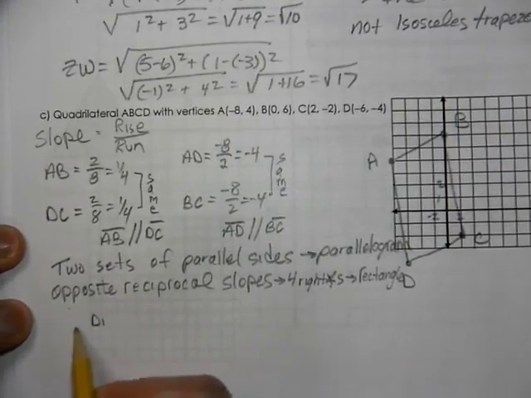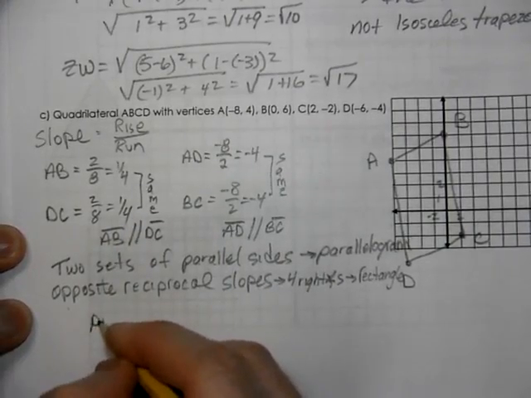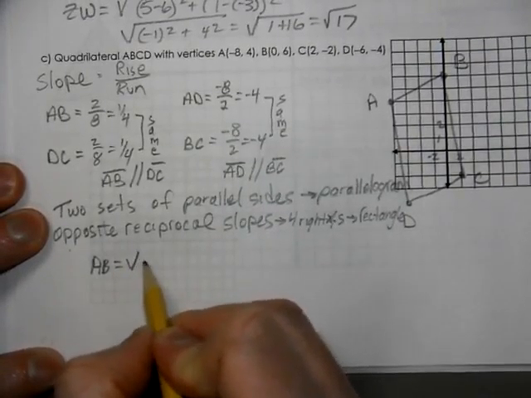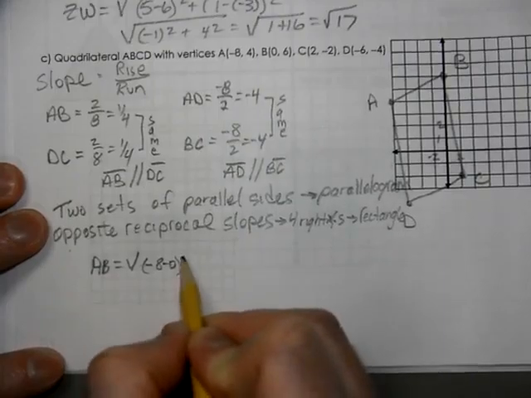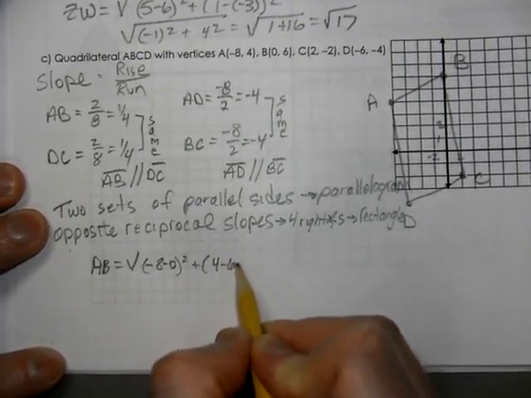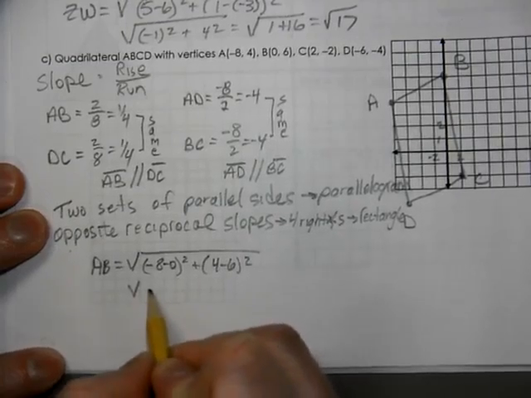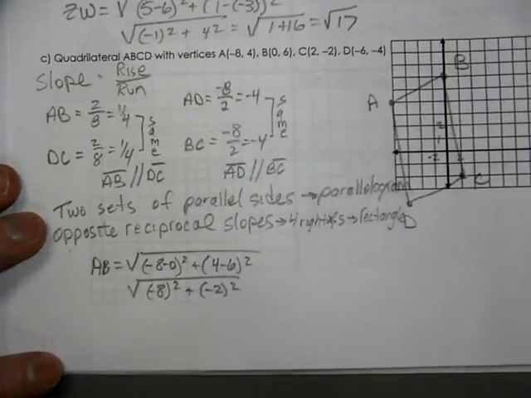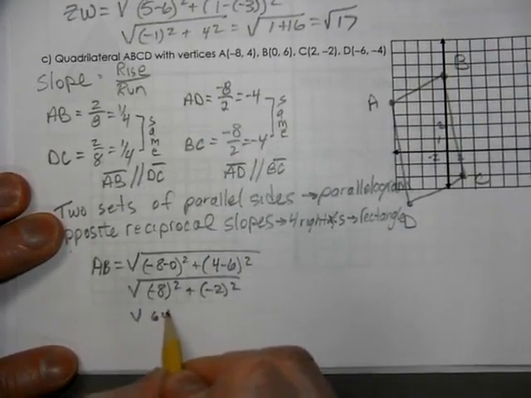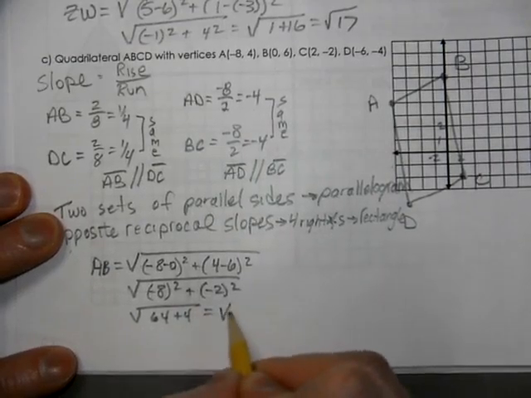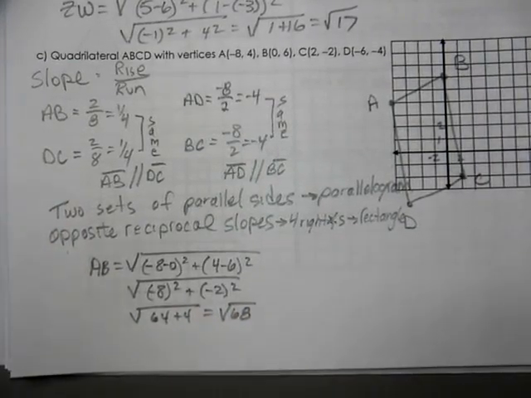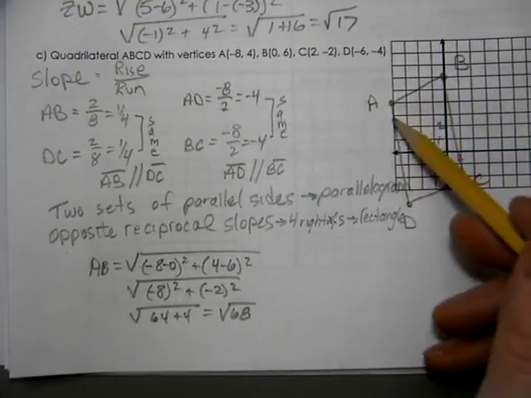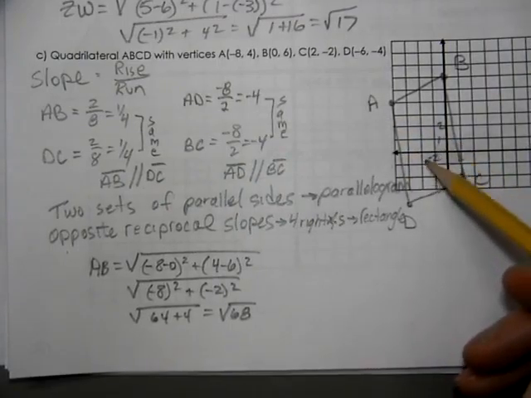So let's look at AB. -8 minus 0, and 4 minus 6, negative 8 squared and negative 2 squared. 64 plus 4, that gives us the square root of 68. So by itself, that doesn't mean a lot. Now the picture looks like this is considerably different. But remember, the scale is different.